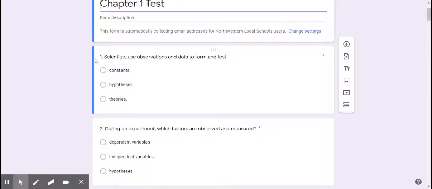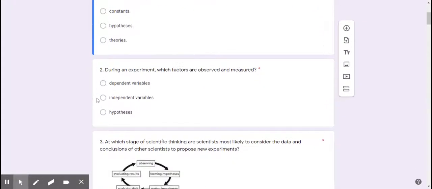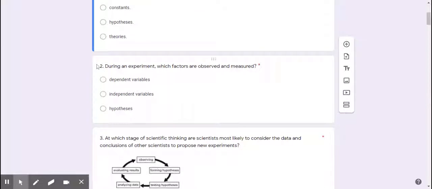Number 1, scientists use observations and data to form and test constants, hypotheses, or theories. Number 2, during an experiment, which factors are observed and measured? The dependent variable, independent variable, or hypothesis.